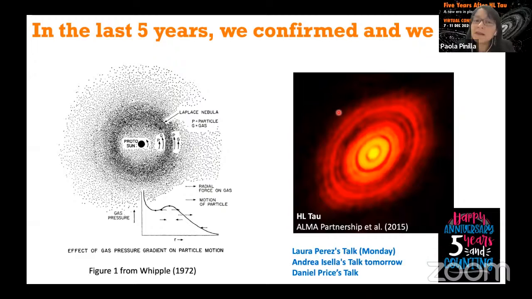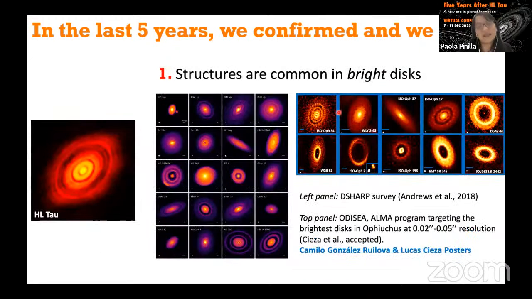One of the most obvious results is that structures are common in bright disks, and I want to emphasize here bright disks. We know that from the DSHARP sample, which is targeting the brightest disks, but also from the recent results from ODISEA, which aims to target the brightest disks in Ophiuchus with a resolution as good as DSHARP or even a little bit better. This was recently accepted and is on the archive, and Camilo and Lucas have a poster with these results.